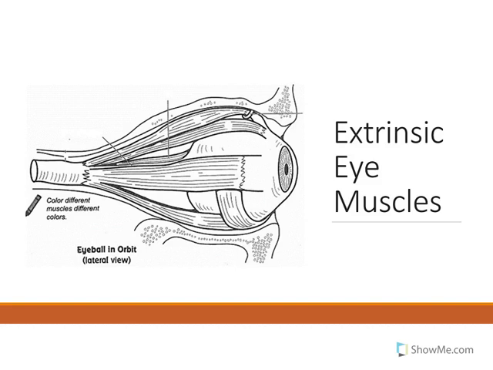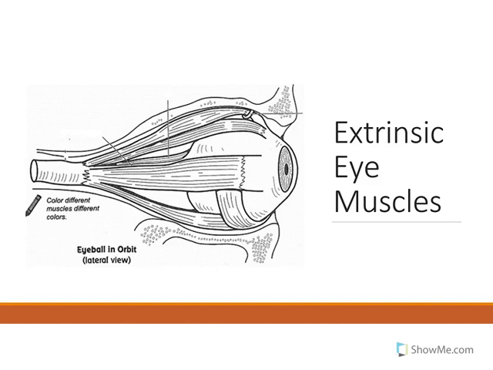Now let's look at the extrinsic eye muscles. You have 6 extrinsic eye muscles involved in movements of the eye. Those are all skeletal muscles, and they're named because of where they're located and how the muscle fibers run. So you have 4 muscles that have rectus as part of the name because the fibers run straight. You have 2 that run at an angle, so they refer to them as oblique muscles.